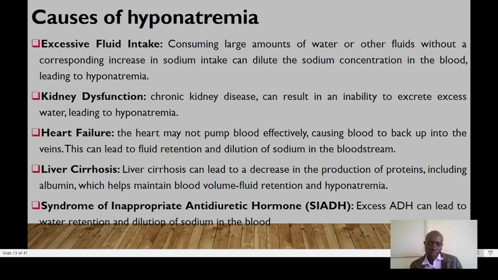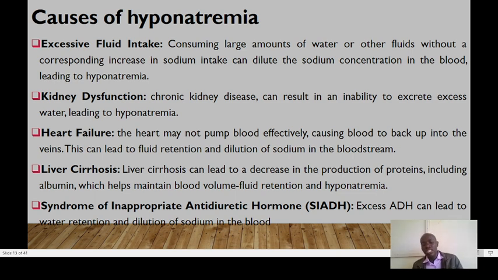Liver cirrhosis can lead to a decrease in production of proteins. Remember the one that you measure as albumin, the one that's responsible for maintaining the oncotic pressure, keeping the liquid in the vessels. So this is responsible for maintaining blood volume. So if there is fluid retention, then hyponatremia is going to result.